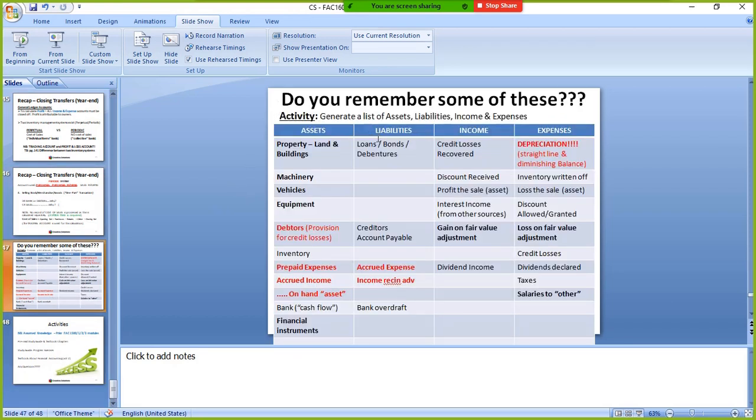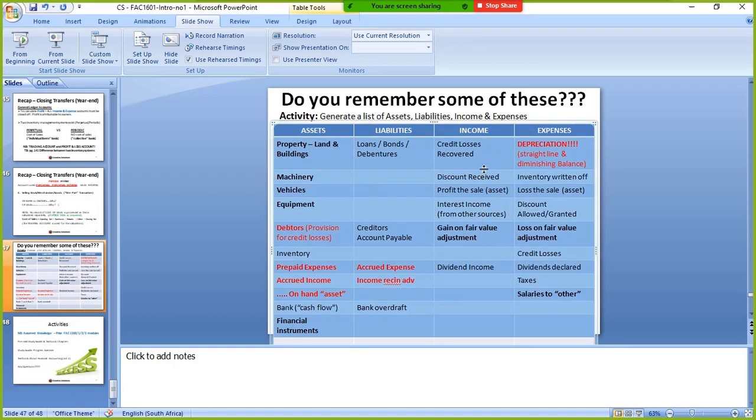Okay, this page here covers everything from 1502 that you need in 1601. Property, plant and equipment, machinery, these are the more common things that you'll see in 1601 that they'll mention in different areas.